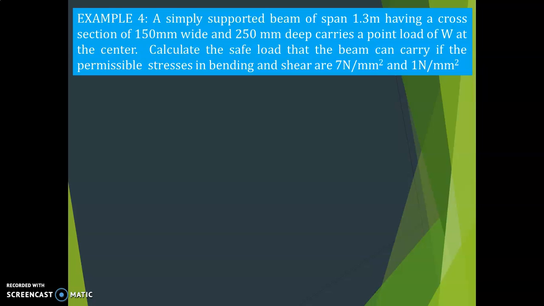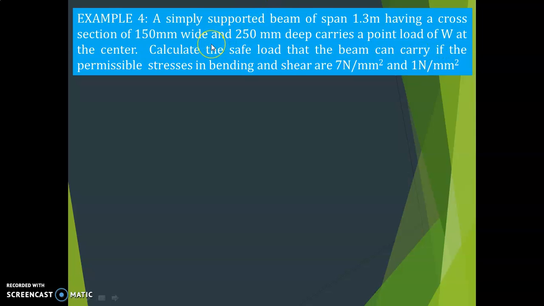Let us take one more example, of a similar type. This is a simply supported beam of span 1.3 meter having a cross section of 150 mm wide and 250 mm deep, carrying a point load of W at the center. Calculate the safe load that the beam can carry if the permissible stresses in bending and shear are 7 Newton per millimeter square and 1 Newton per millimeter square. Same type, only the loading condition is different here.